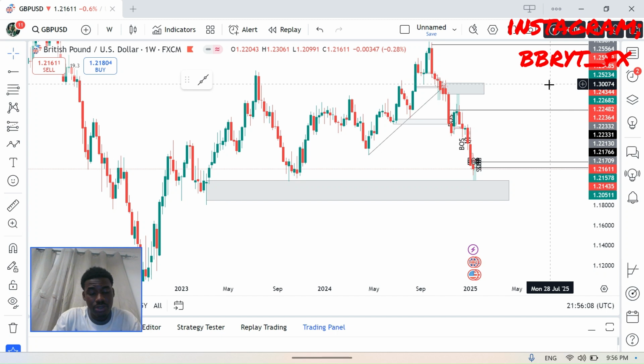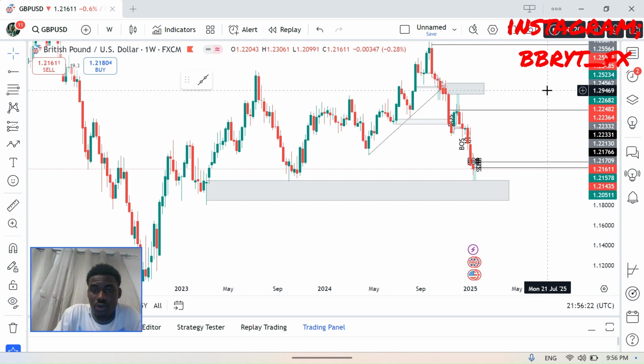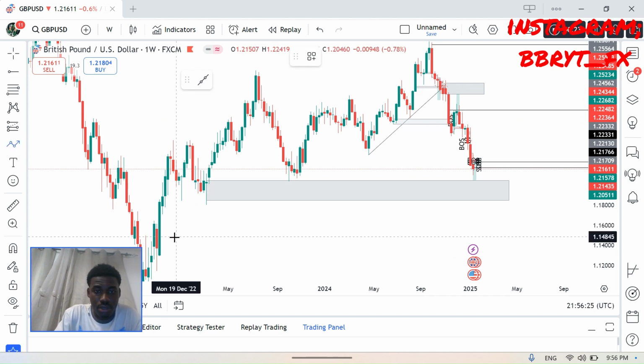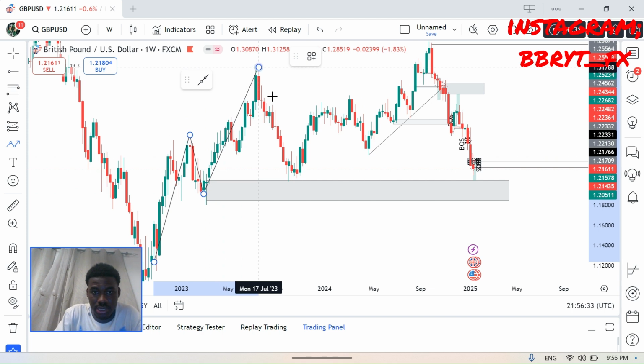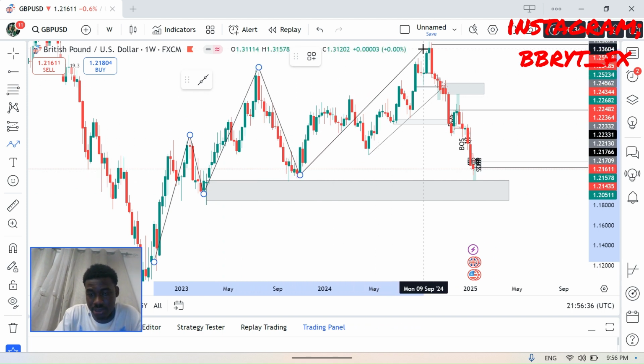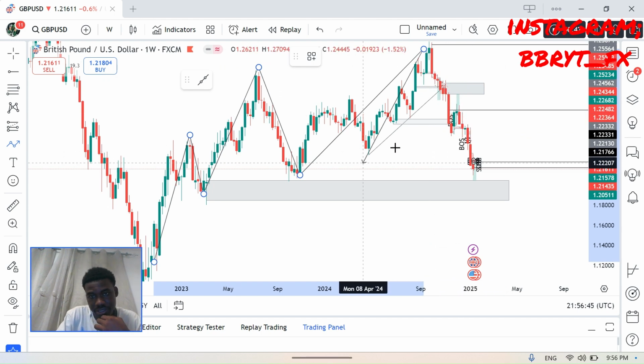GBP USD. I'm about to break down the second trade which I took. I think that gave me a 2% return on the $5,000 account. So on the weekly, as you can see, we were having this bit of an uptrend: this higher high, this higher low, this higher high, this higher low, then this higher high, then this higher low. And this higher low was breaking substructure within the weekly chart.